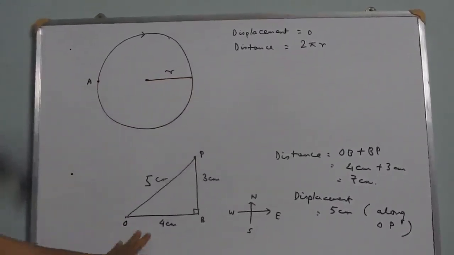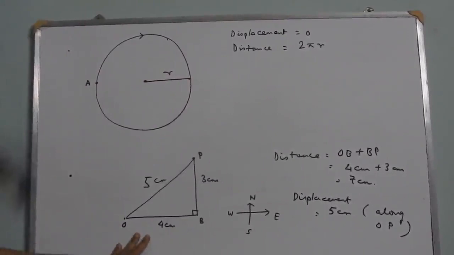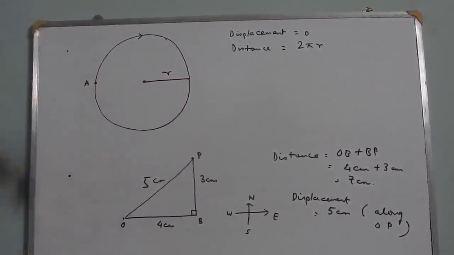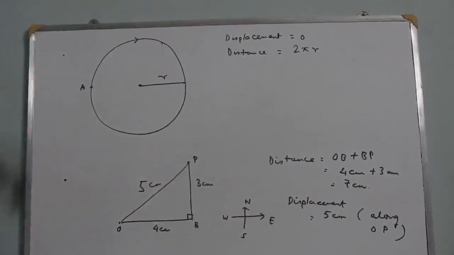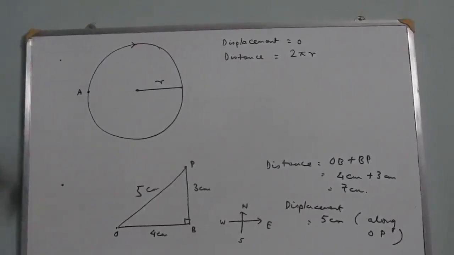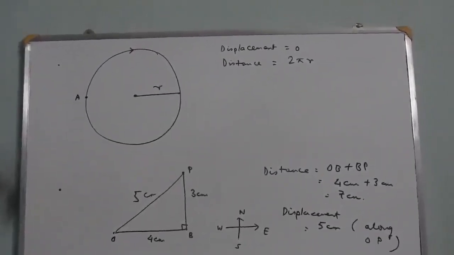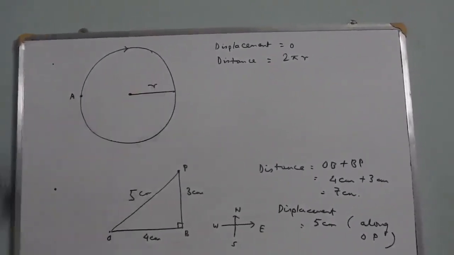So in this case, you see that the displacement is less than the distance traveled. In the previous case also, the displacement was less than the distance traveled, and in the first example that I took, the distance was equal to the displacement. So however, displacement is always less than or equal to the distance traveled. Let us take another example.